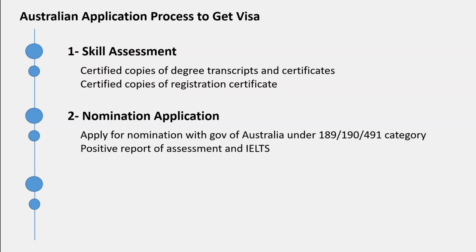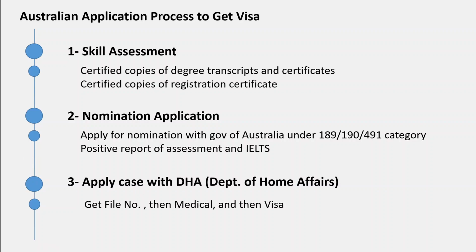Then the next step is to apply for nomination with the Government of Australia under the 189 category nomination, and this will give you around 5 points out of 15 to reach your 65 points criteria, and you would need a positive report of your assessment and IELTS score.